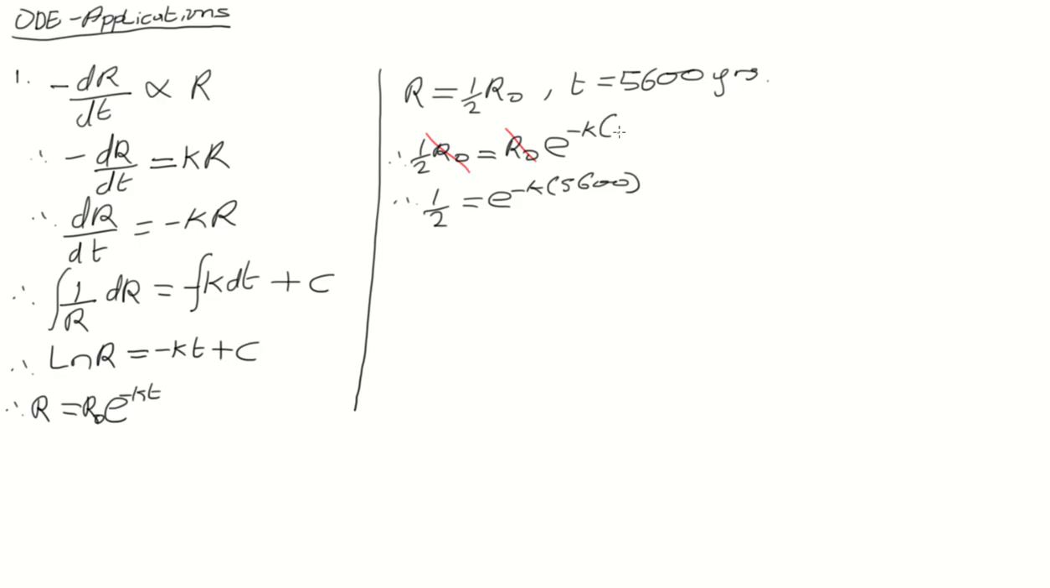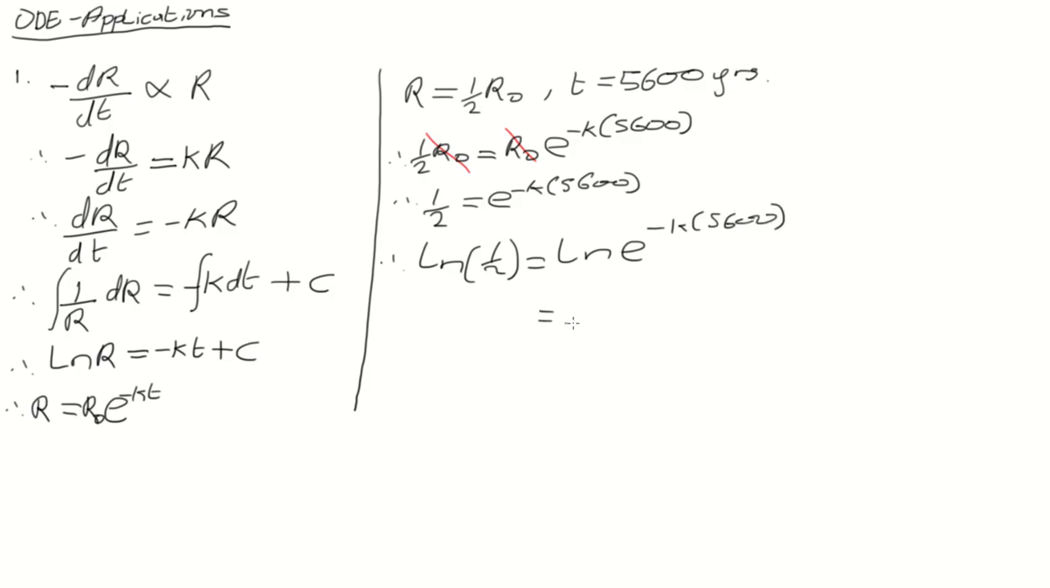Okay, so T is 5,600. Yes, good. Okay, so we are looking for K here, and the K we're looking for is sitting far up in the exponent, so we can only drop it with the log. So let us do that. Therefore we have ln 1 over 2 is equal to, when you apply ln on this side, minus K 5,600.